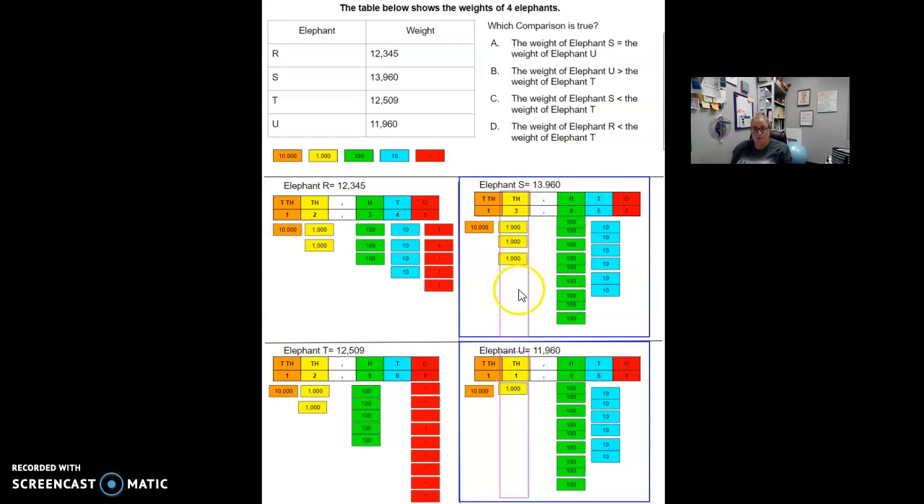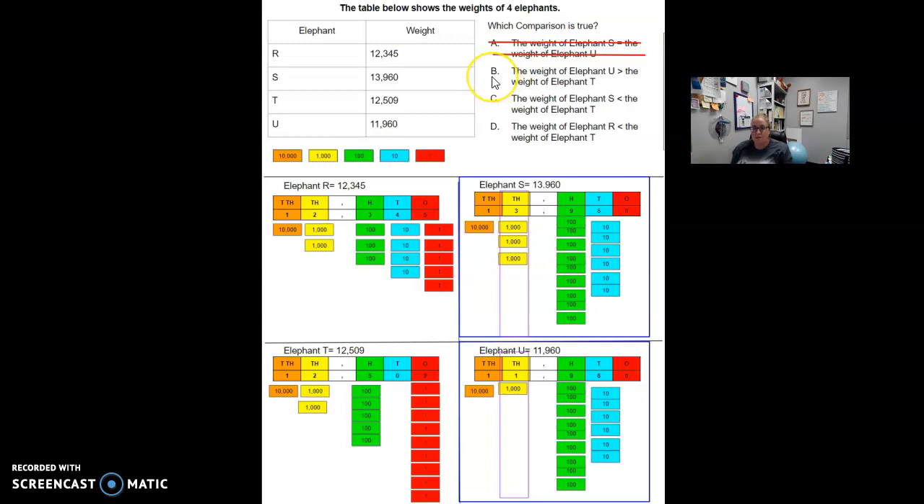So are 3,000 and 1,000 the same? No, they're not the same. But if you look right here, it says that's what we're trying to see, if elephant S is equal to elephant U. So if it's equal, that means every single number would have to be the same, and they're not. So I know that A is not my correct answer, so I'm going to go ahead and cross it off.